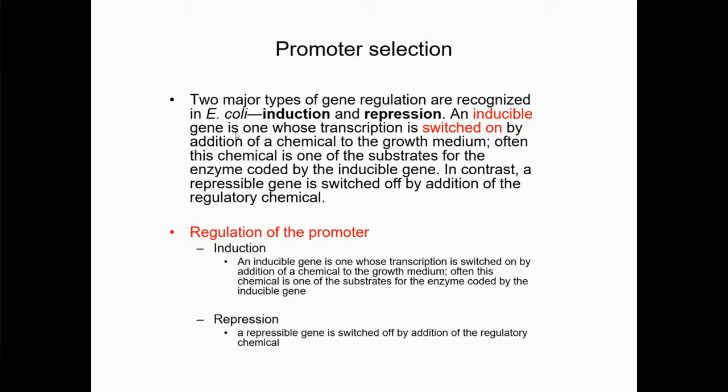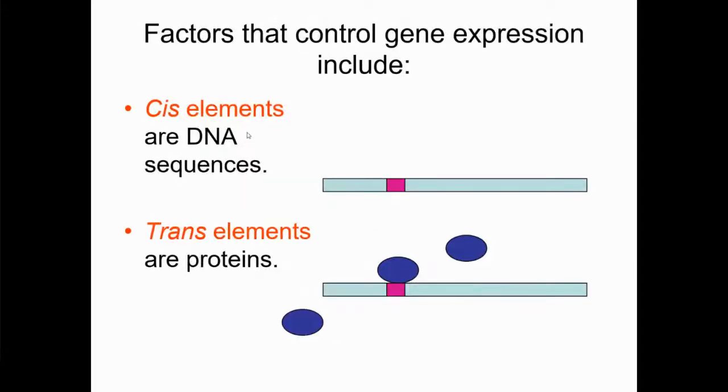So for induction, an inducible gene is one whose transcription can be switched on by adding a chemical. Repression is when you add a regulatory chemical and then you switch off the transcription. That's called repression. And the factors that can control gene expression include the cis element.